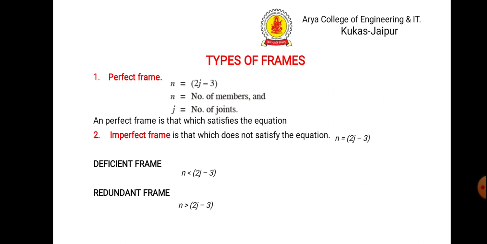If the left hand side is less than the right hand side, that is n is less than 2j minus 3, then the frame is a deficient frame. And when the left hand side is greater than the right hand side, that is n is greater than 2j minus 3, then the type of frame will be a redundant frame.